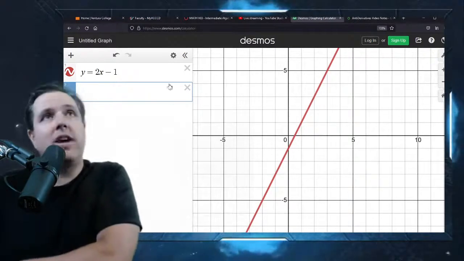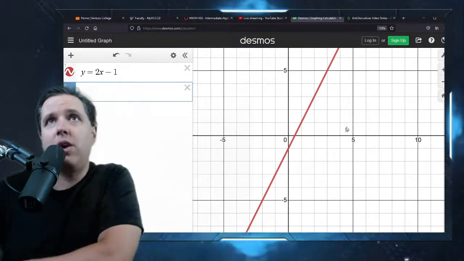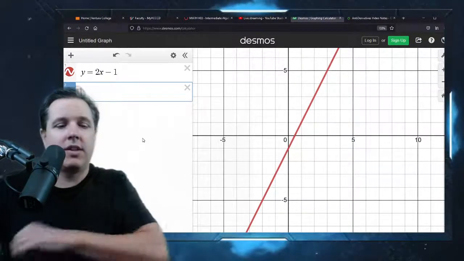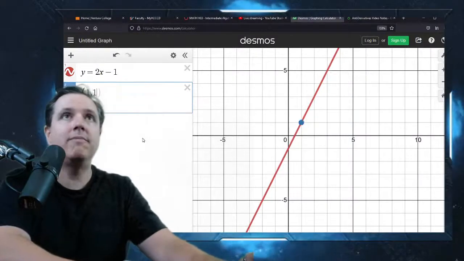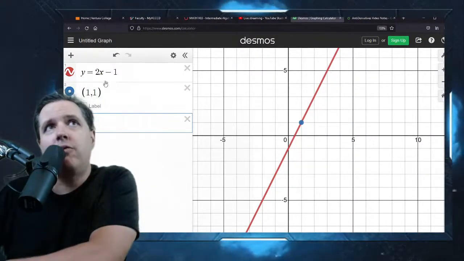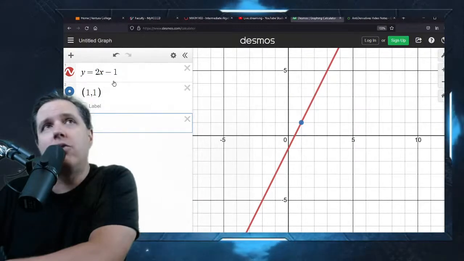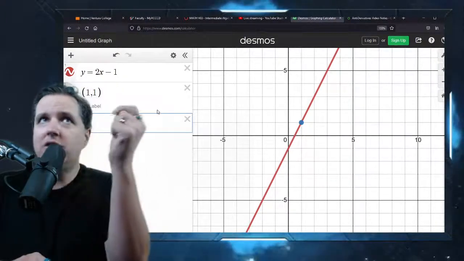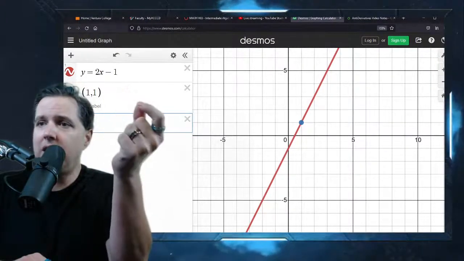So let's say I wanted to find a solution to y equals 2x minus 1. I just look at my graph and ask, what about this point (1, 1)? Is that a solution? We can see that's a point on the line. If I plug in 1 for x and 1 for y, what do I get? I get 2 minus 1 equals 1. Yes, that's true. See how that x and y value together satisfy the equation of the line?